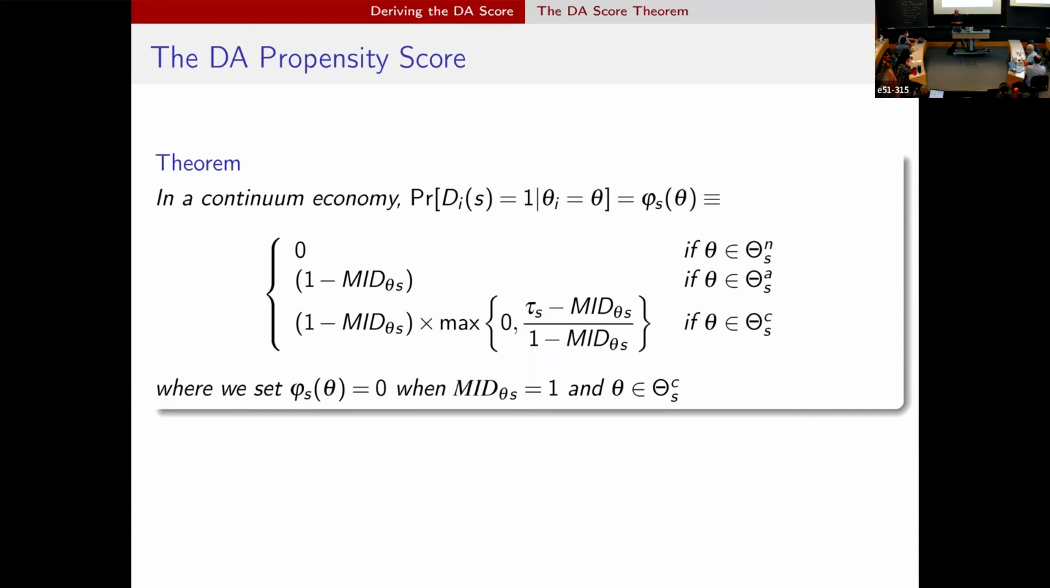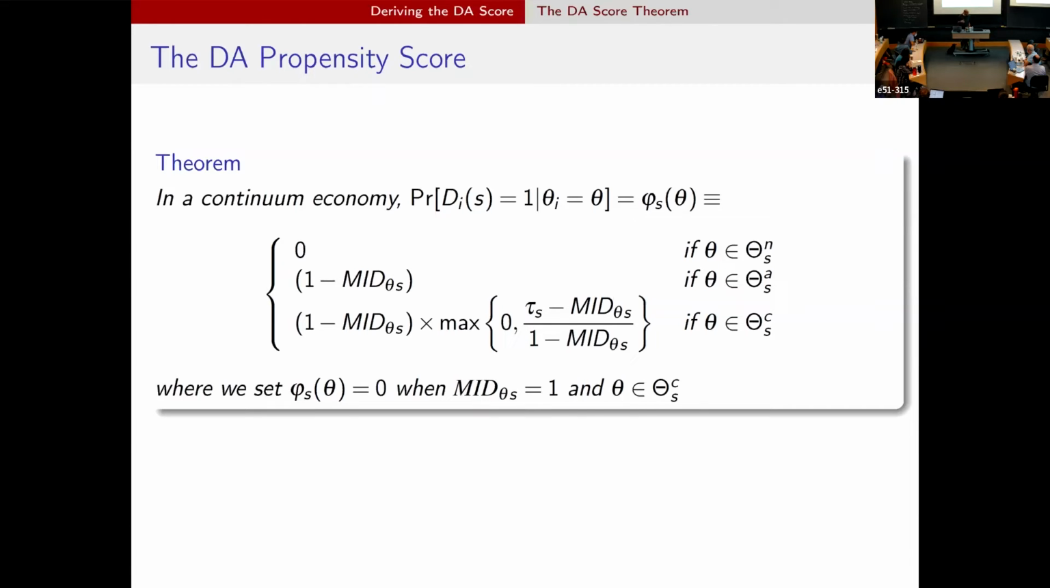So I can now explain what the DA propensity score is in the continuum economy. I now have a handle on the conditional probability that an applicant of type theta is assigned to school S. There are these three cases. The first case is you're never assigned, so you're in the never seeded group, and your propensity score is 0. You didn't even list the school. The second case is you're in the always seeded group. Here your propensity score is not equal to 1.